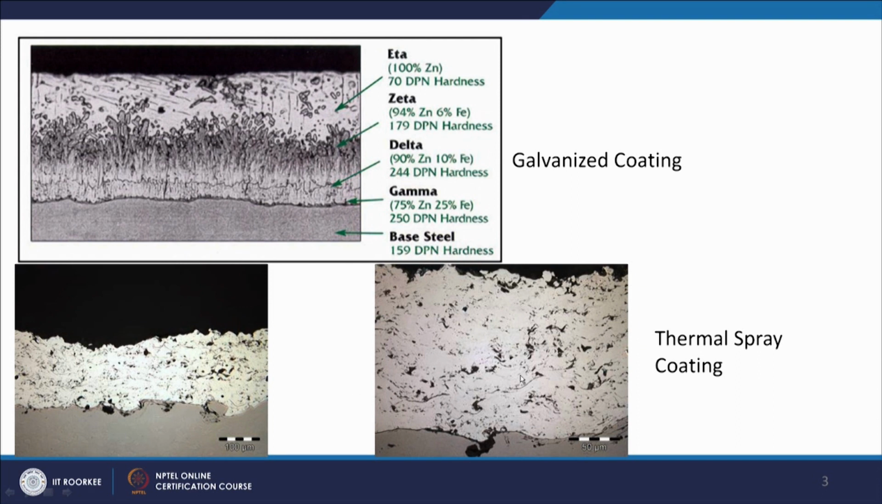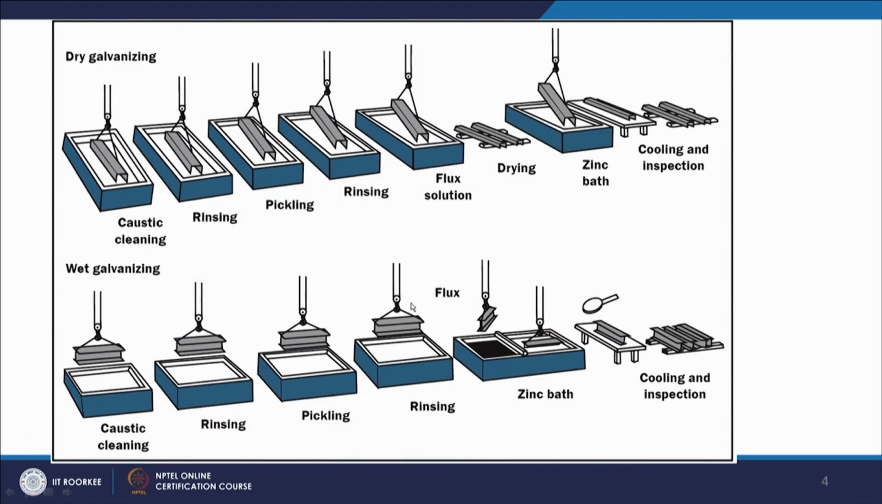And somewhat less metallurgical bond is created in case of thermal spray coatings. Procedure wise, galvanizing involves cleaning using caustic solutions, and then it is rinsed properly so that the caustic solution is taken care of. Then pickling is done to remove any compounds, oxides, impurities, etc. if they are present. Then again rinsing is done, thereafter fluxing is applied, then the component is dipped into the molten zinc bath, and then it is subjected to inspection. This is the wet galvanizing approach.